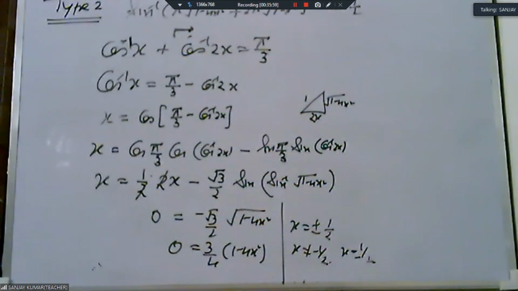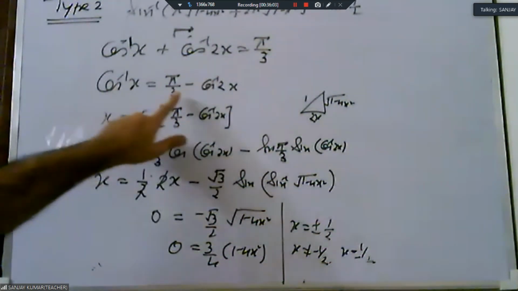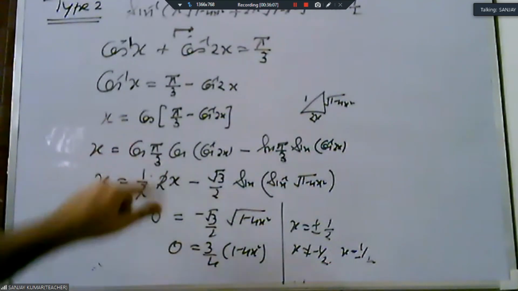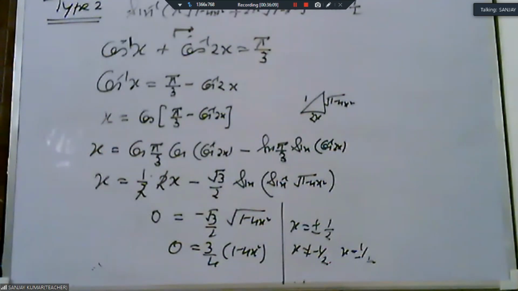Okay, again you see what we do. Look, I took one cos inverse to the right side. We are taking cos inverse, one cos inverse is put on the right side. Then this cos on the side. We apply the formula cos A minus cos B, and simply we solve.